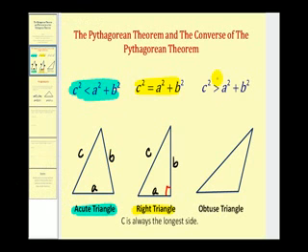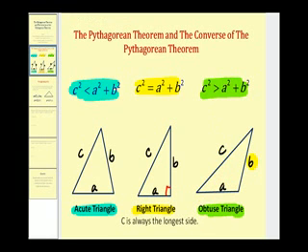And the last case is if c squared is greater than a squared plus b squared. If this is the case, then we have an obtuse triangle, meaning that one of the angles would be between 90 and 180 degrees. And again, it looks like this would be side c, and this would be a and b.